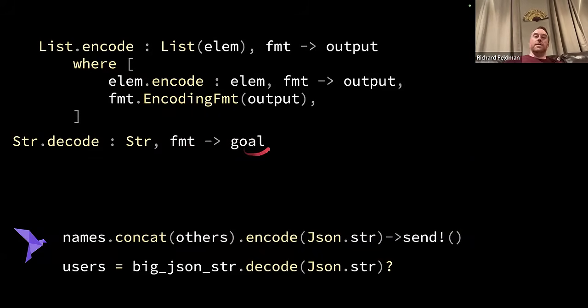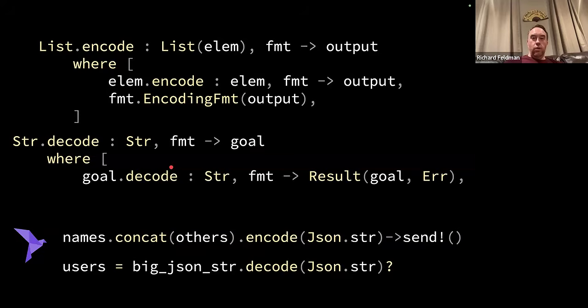And then we have our goal. With encode, this was the output, what we're serializing to. Well, goal is what we're deserializing to. This is what comes out on the other side, this users here. So the where clause here is just saying the goal type, like users, needs to have a decode method. And decode takes a string, and I used result here. That should have been try, my bad.